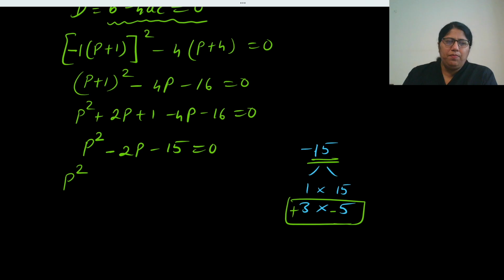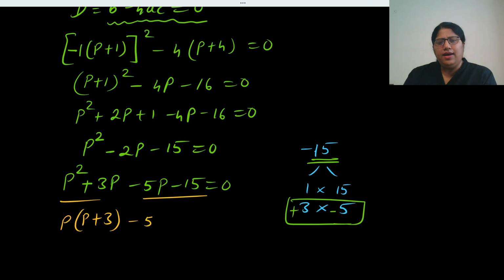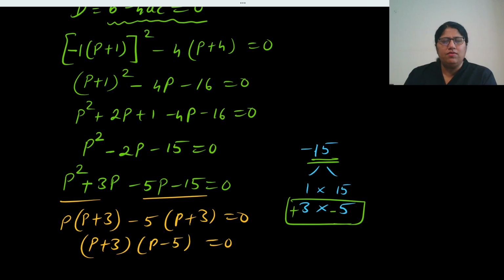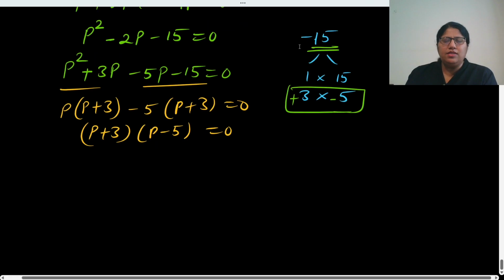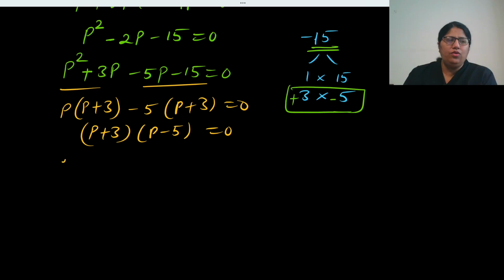So it will be p square plus 3p minus 5p minus 15 is 0. And if I do grouping here, p is common, p plus 3 minus 5 times p plus 3, which is equal to 0. So what is your factorized form? p plus 3 times p minus 5 is equal to 0. Now the moment you have this, there are two possible values. p can be 5 or minus 3, right?